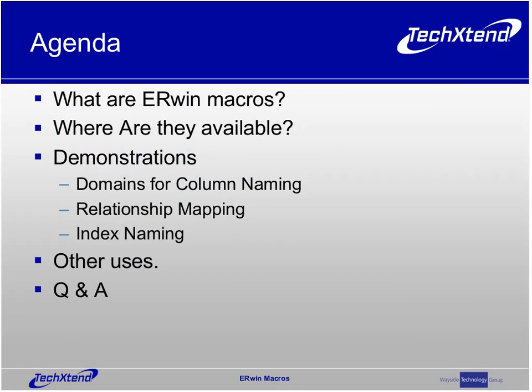So first, we're going to speak about the agenda for the actual presentation. We'll touch on what Irwin macros are, where they are available within the editors, where you can actually use them, and then we're going to have some demonstration of domains for column naming mapping, relationship mapping, and then index naming as well. We'll also discuss other uses at the end, thinking outside the box after we've introduced all these different macros. Feel free to think about how we can start to use this to automate some of the processes you're already doing day to day.